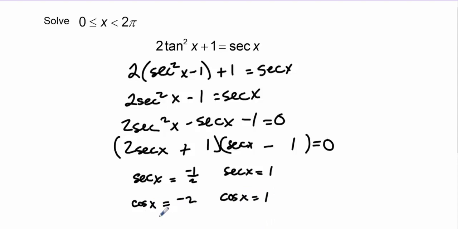Now I can tell a little bit about the values. I know the value here is not possible because cosine goes between 1 and negative 1. And I know the value here, where cosine is equal to 1, that's the x value, and that's only going to happen at 0 degrees or 0 radians, either way.